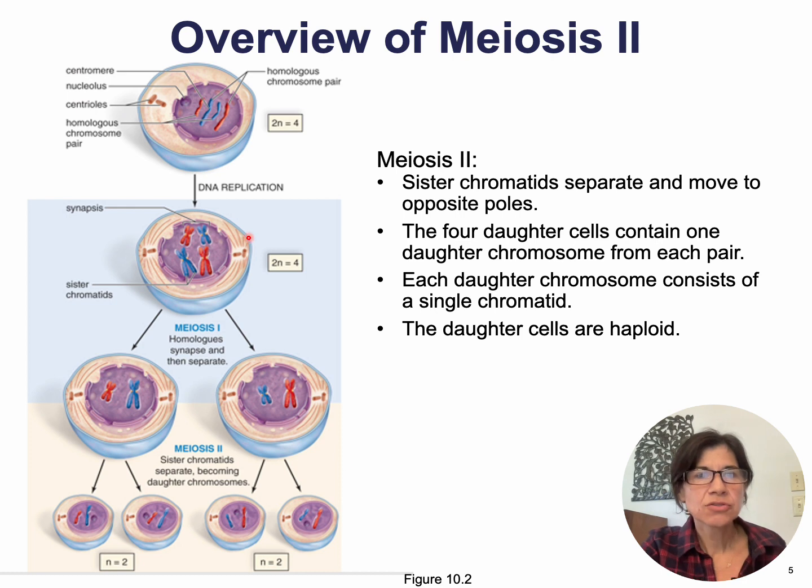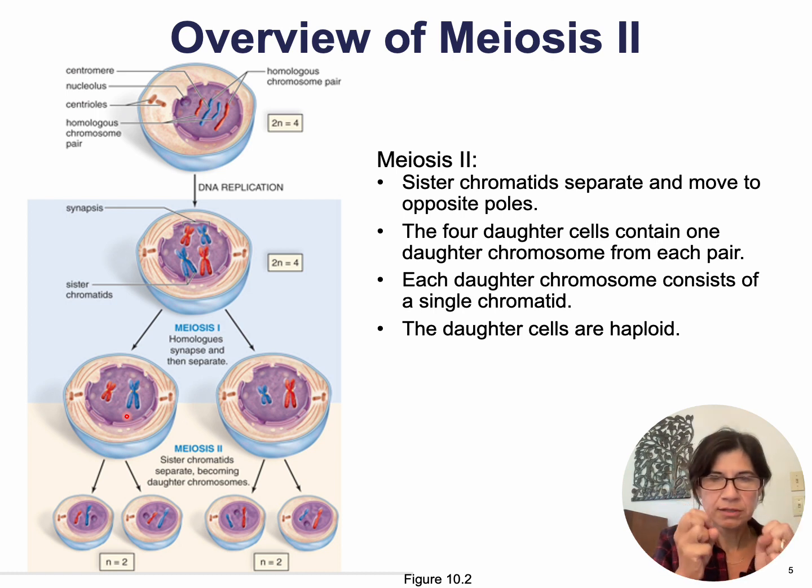Now, meiosis 2 is very similar to mitosis. So meiosis 1 produced these 2 cells. Remember that we had duplicated the DNA. So meiosis 2 just separates the sister chromatids. All the steps are the same as mitosis. The chromosomes condense. They line up singly along the metaphase plate. The sister chromatids separate at the centromere.